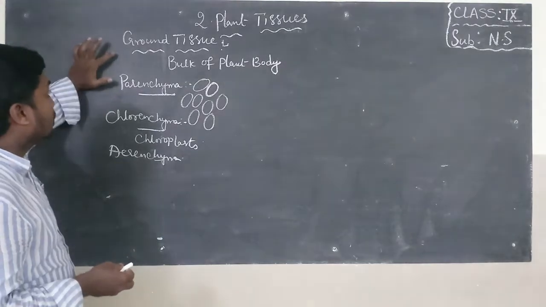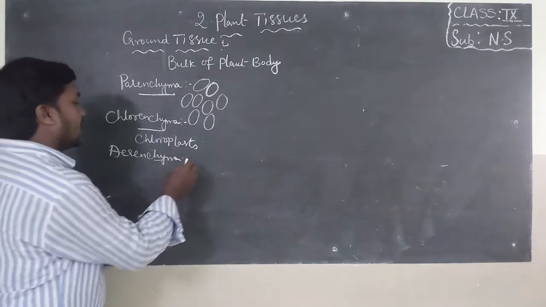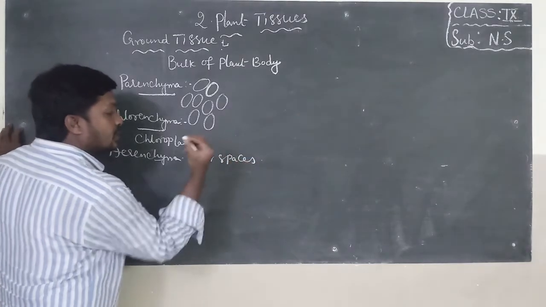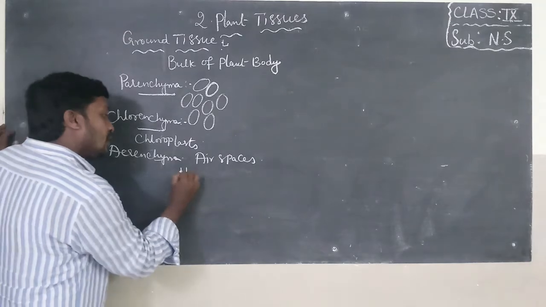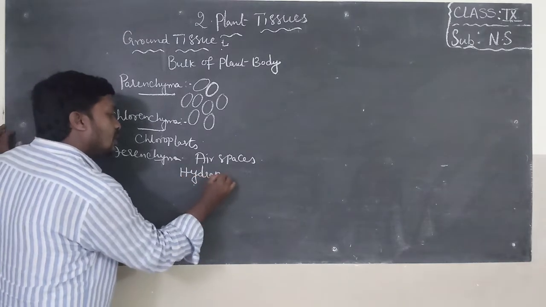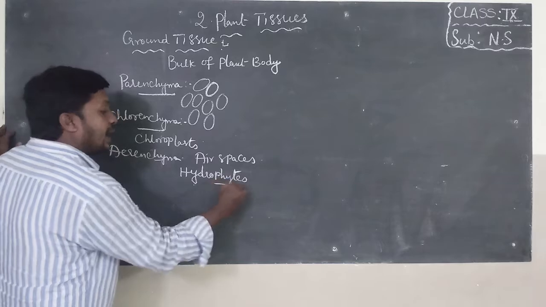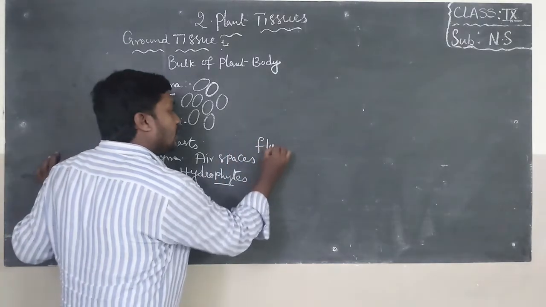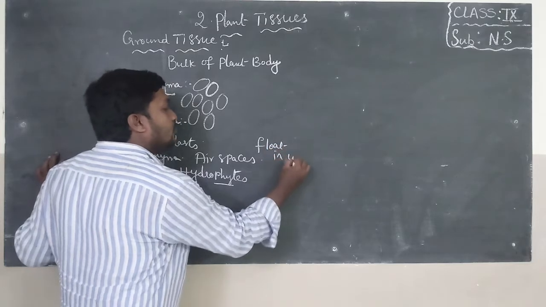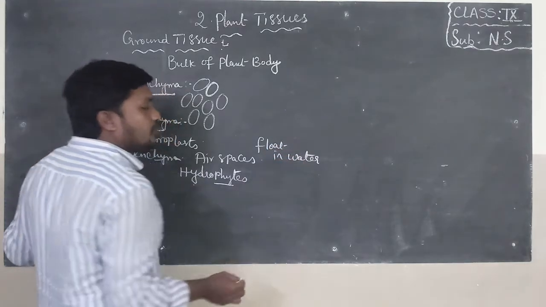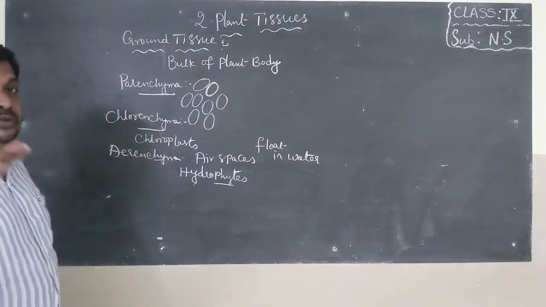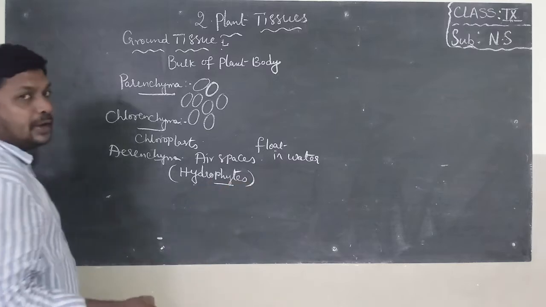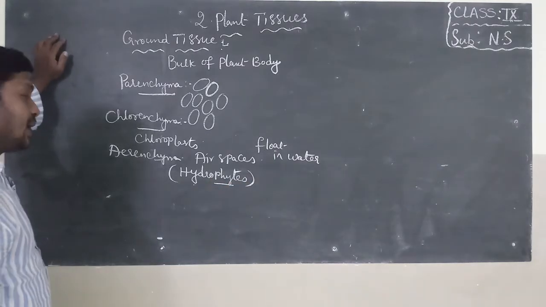The second subtissue in ground tissue parenchyma is called aerenchyma. The tissue which has air spaces is present in hydrophytes. Hydrophytes means aquatic plants. This tissue aerenchyma is helpful for floating of plants in water.